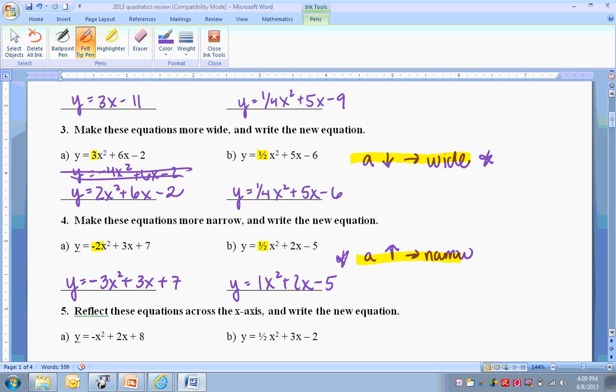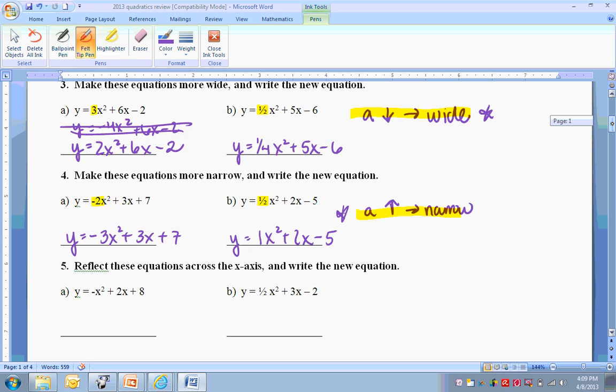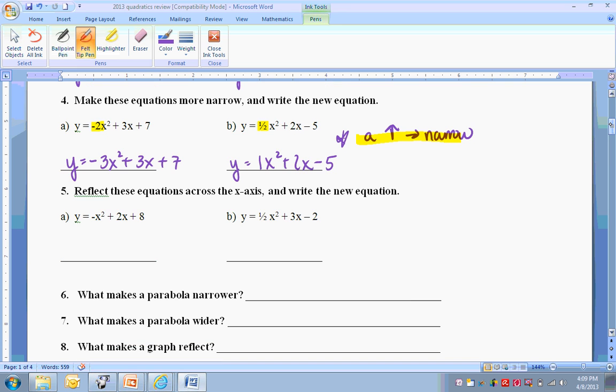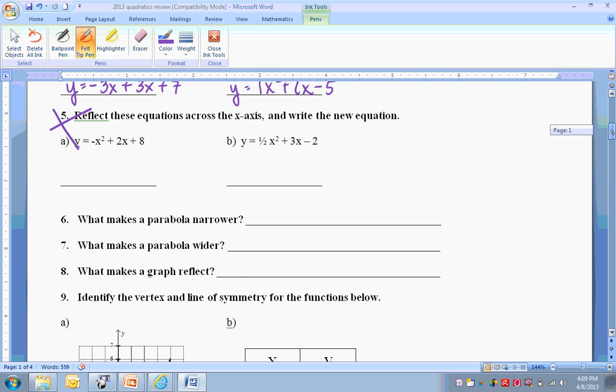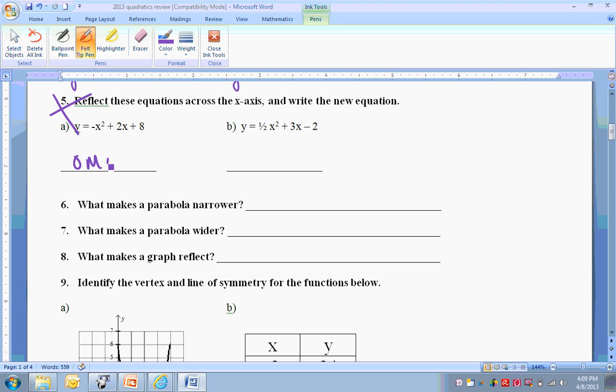And like I said, you could choose any number as long as it's larger than the a value in the original problem. Now I'm going to go ahead and scratch number 5 off of the review sheet. So if you're going to attempt to do that, go ahead and ignore it. Omit it.